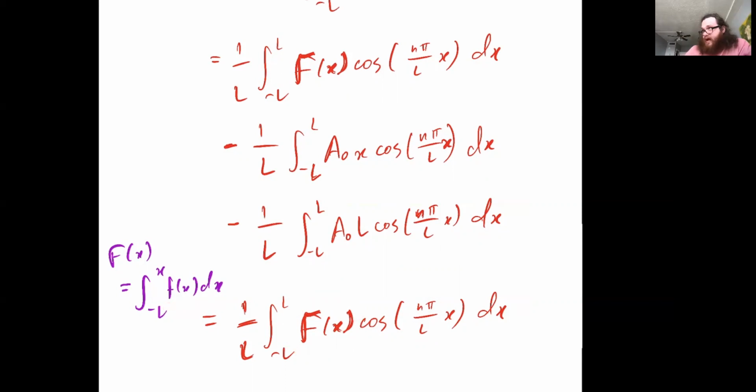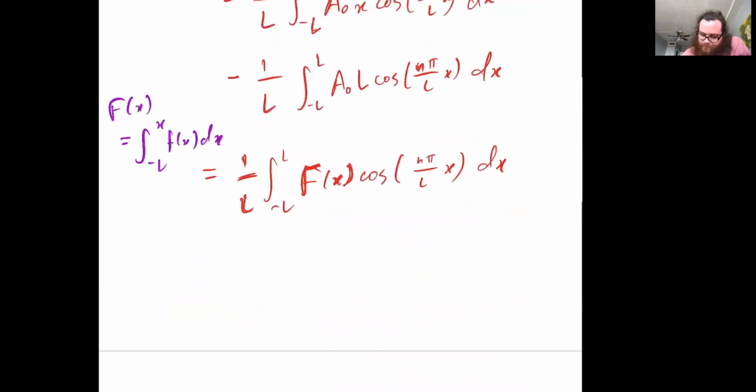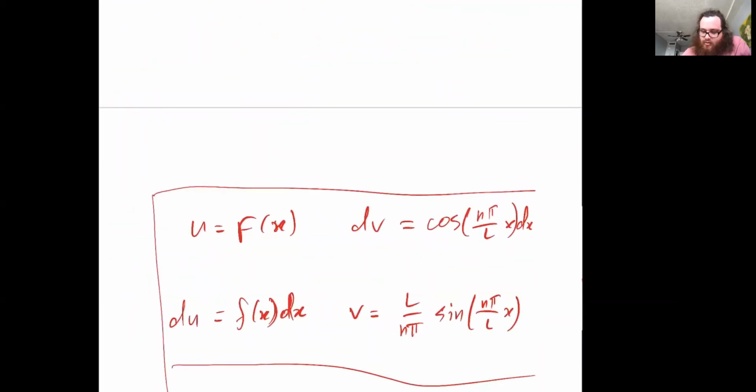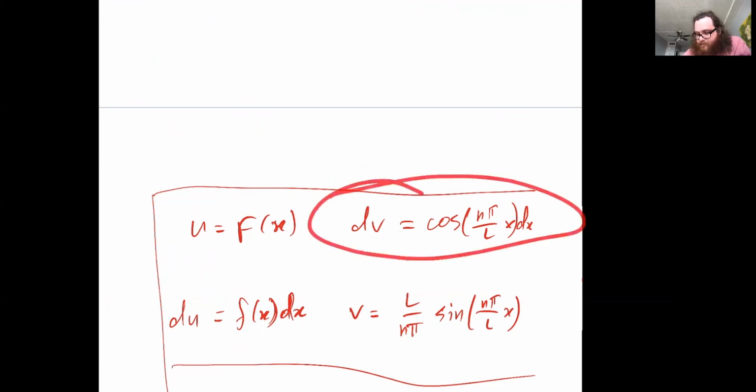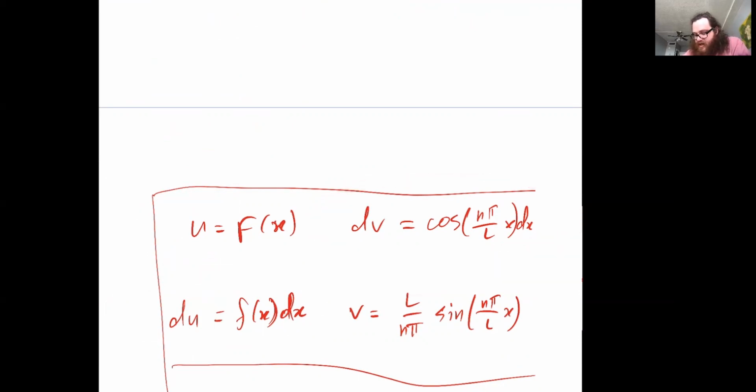In general, we have a technique for integrating or taking the derivative of functions in the integral of a product, and that's integration by parts. We're going to apply integration by parts in a way where we take the derivative of capital F of x so that we see little f of x show up. So what are our pieces? u is going to be capital F of x, du is going to be little f of x dx, and dv is going to be cosine of n pi x over L dx.